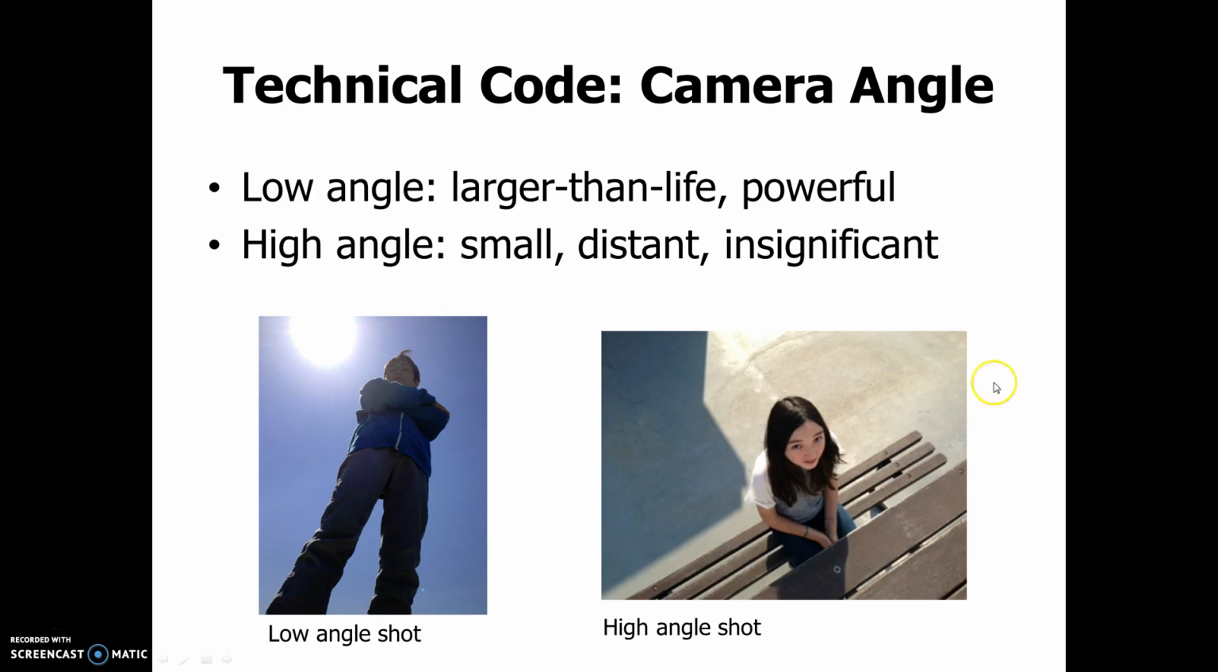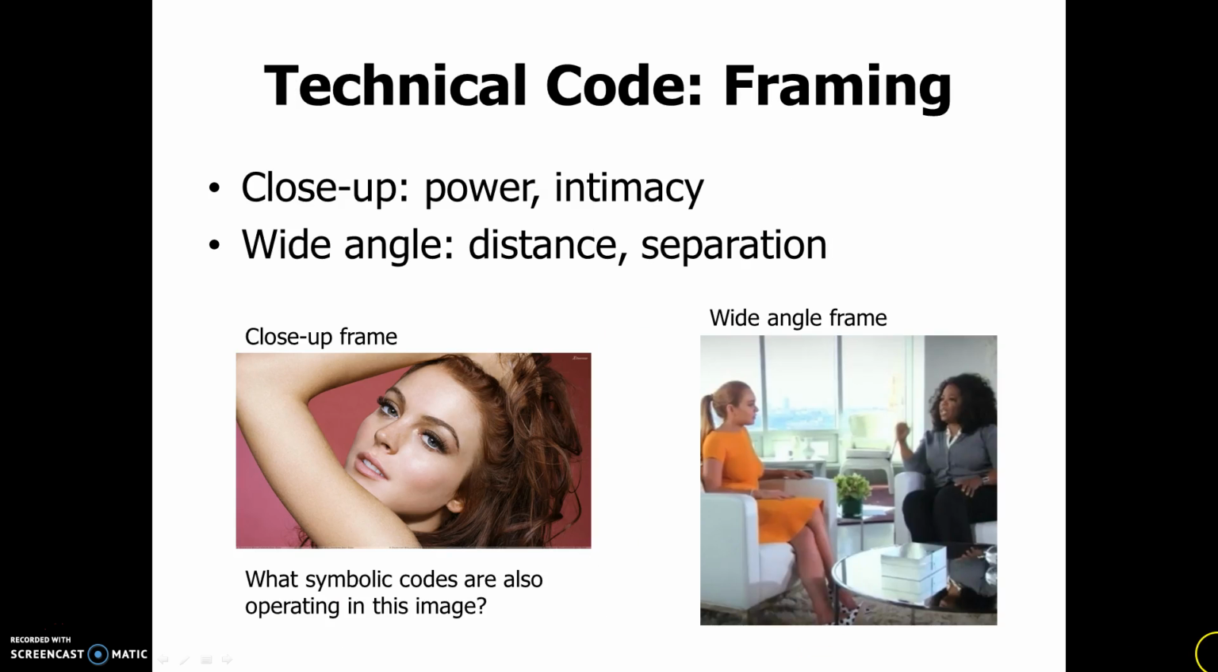On the other hand, high angle shots, in which the photographer is shooting the image from above the subject, can actually make the subject look a lot more insignificant. It kind of makes the subject look small and weak. It certainly has the opposite effect of a low angle shot like we see here. So framing is another technical code to consider. When we see close-up images of people, like we see here, this tends to convey a sense of intimacy.